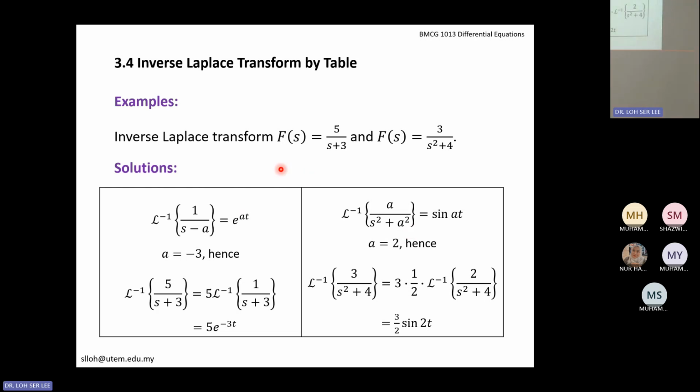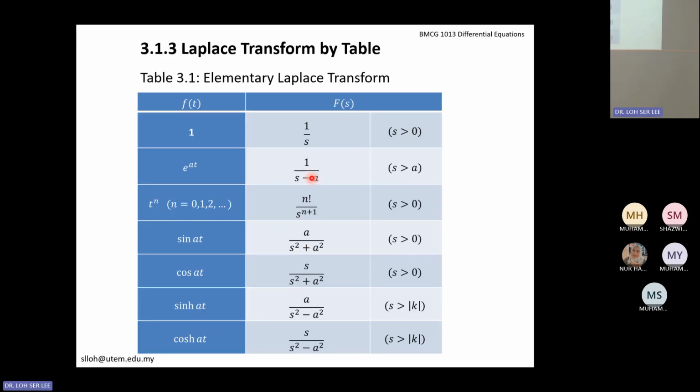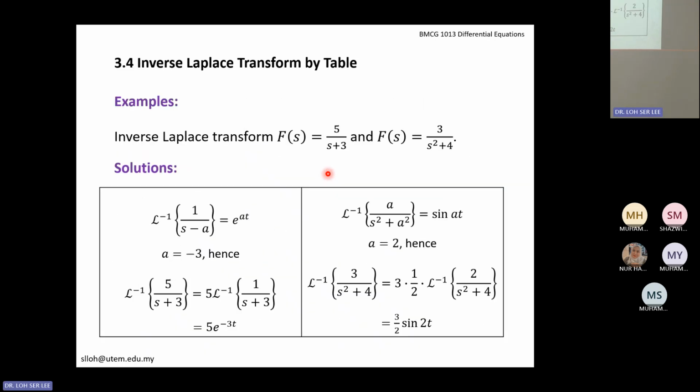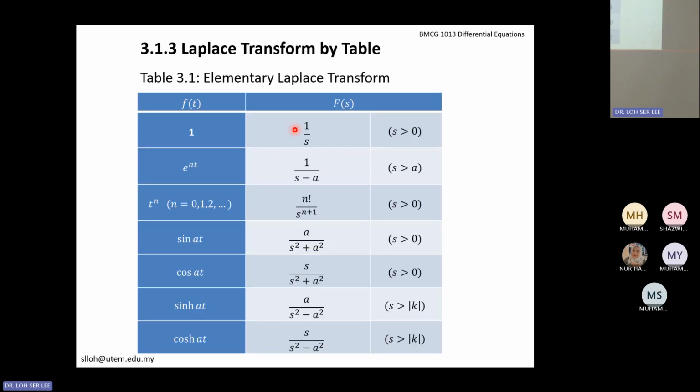Okay, now we look at the simplest one, inverse Laplace. If you want to inverse Laplace this function, 5 over s plus 3, then you have to search from the formula. So which formula do you have to apply?